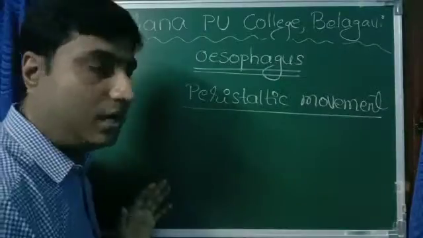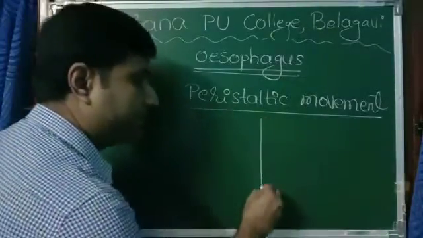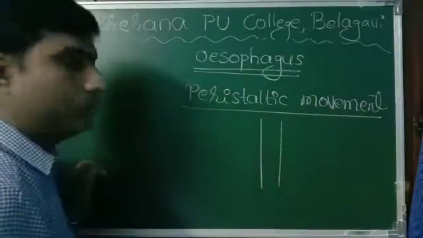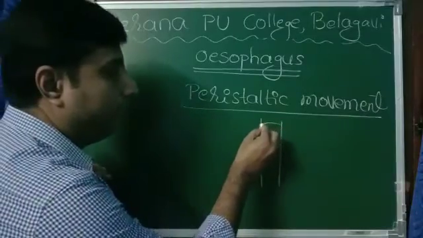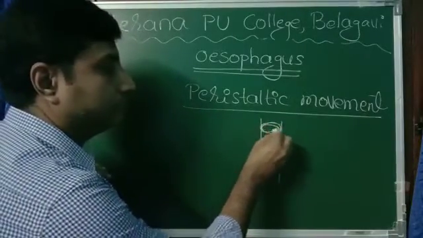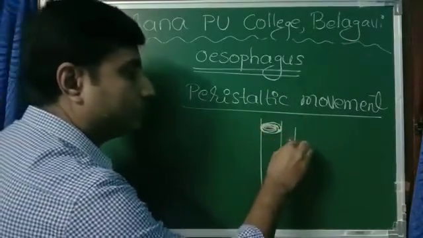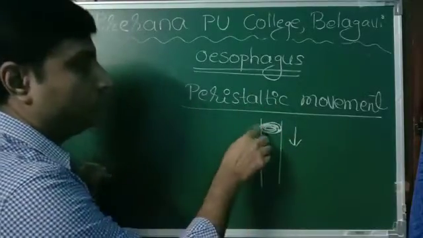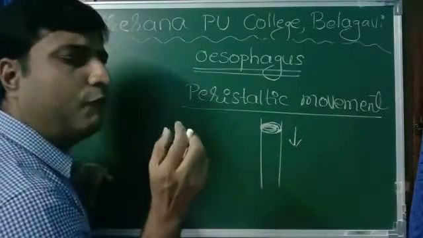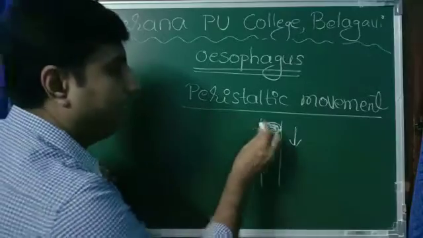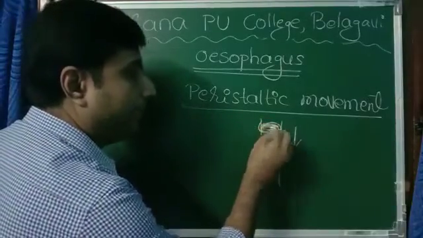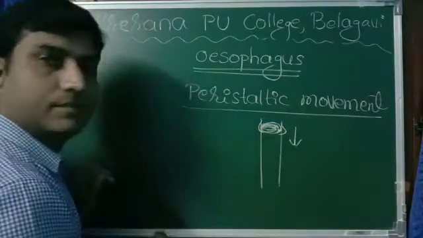What is this peristaltic movement? Imagine this is our esophagus. Now the food is here, which moves down. Food should move down. So when food is here, maybe the food size is a bit bulky. This part will get bulged like this.